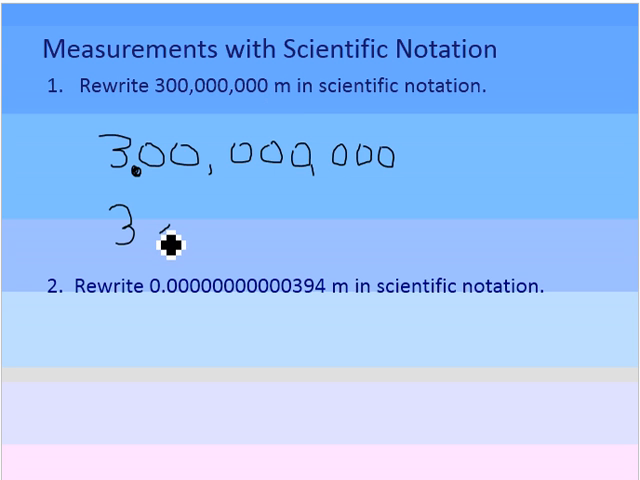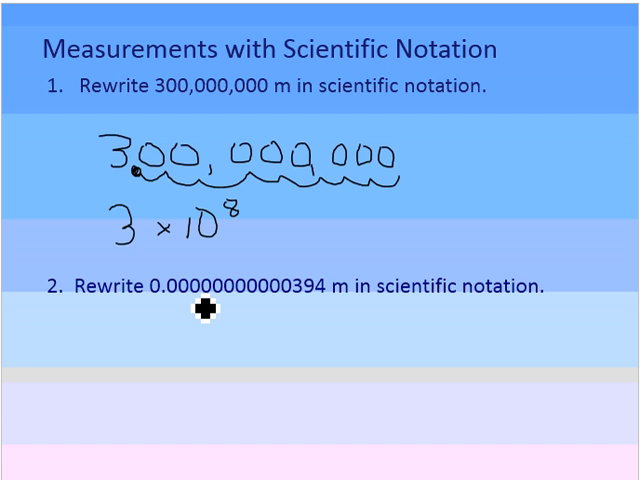Right? Then I need to figure out what my exponent is going to be. The way I do it is I go, well, to get back to where my decimal point really was, I had to go 1, 2, 3, 4, 5, 6, 7, 8 decimal places to the right. Right? And to the right is a positive. That's how I do it. Let's look at another example.